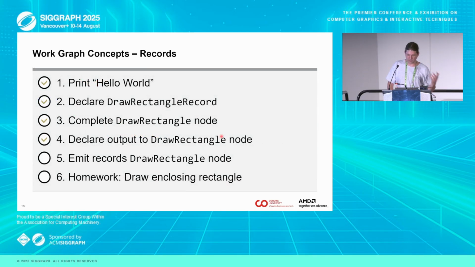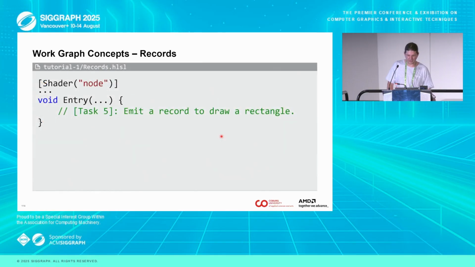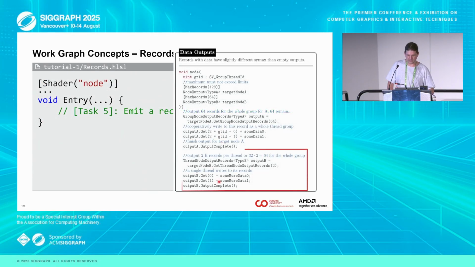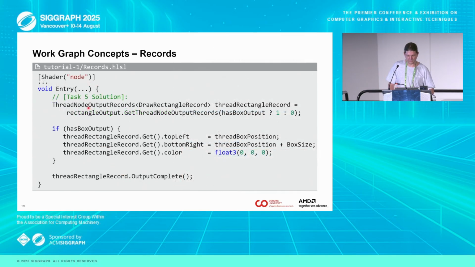And then once we declared it, we're finally able to emit records, and this is the task 5, and there please refer again to the cheat sheet on the data outputs cheat sheet box, and this would be the solution. So we only output 1 if we have an output in our thread.